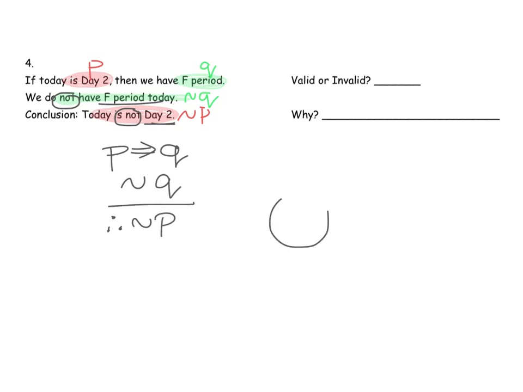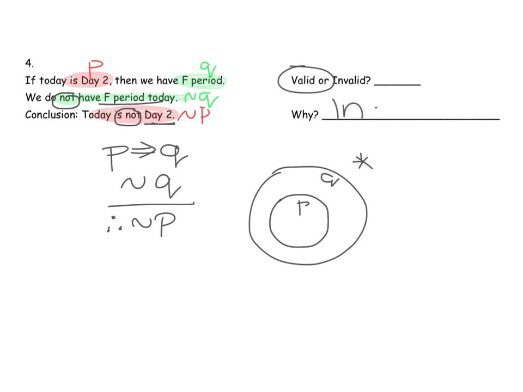Is this a valid form of reasoning? We can always do the Venn diagram as well. If P, then Q is true. Not Q means I'm standing out here. So it is valid to say not P. So valid, and this form of reasoning is called indirect reasoning.